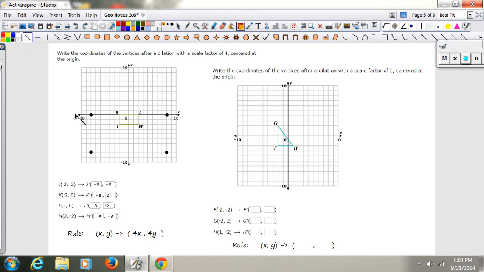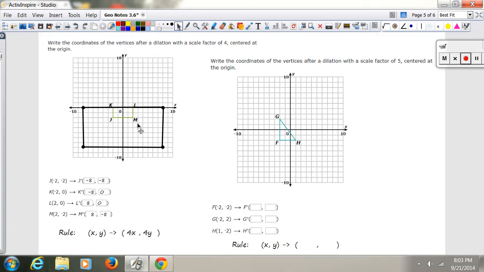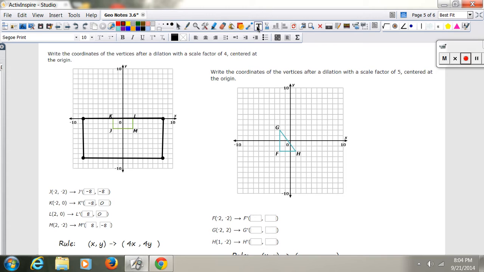If we drew in that rectangle, would that be a dilation of 4? Well, let's test it. This has a 2 right here, so instead of 2, we're going to do that 4 times. So 1, 2, 3, 4 times. Yep, there it was. This is 2 here, so 1, 2, 3, 4. Yep, that is it right there. So your rule was 4x and 4y.